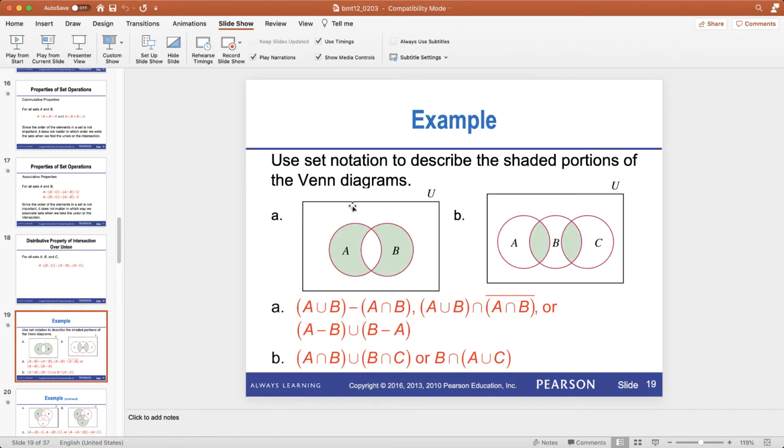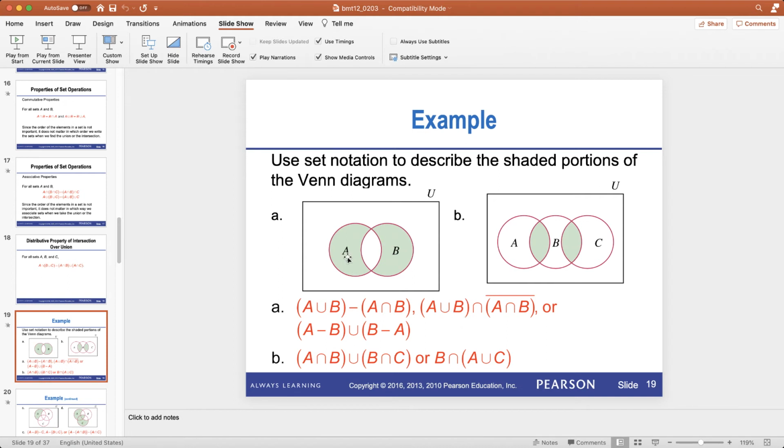All right, so here are some examples. It says use set notation to describe the shaded portion of the Venn diagrams. So here, you're taking the union of both, so everything together, but then you have to subtract that middle part, right? You get all of this together, so that's A union B, which includes the middle part. But when you do the minus, that's how you subtract that middle part. That's one way to do it.